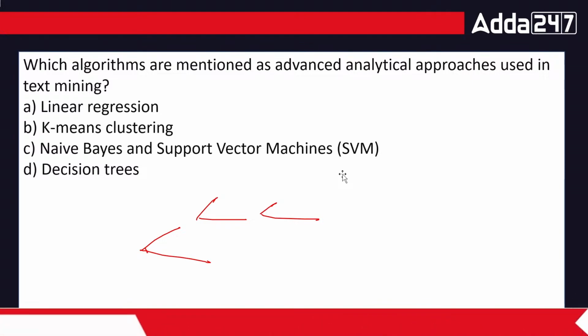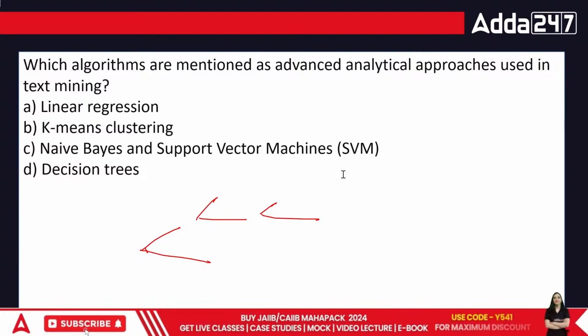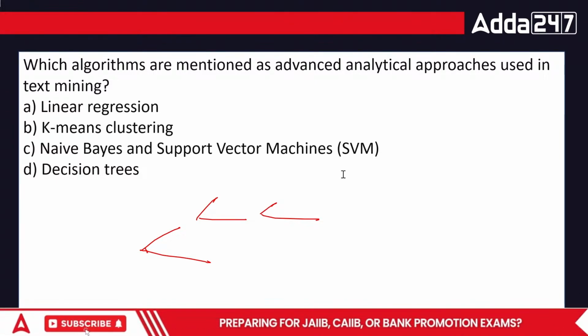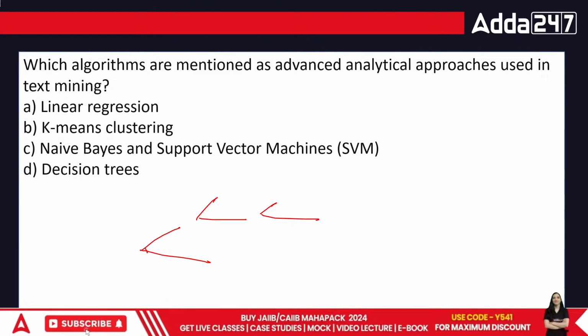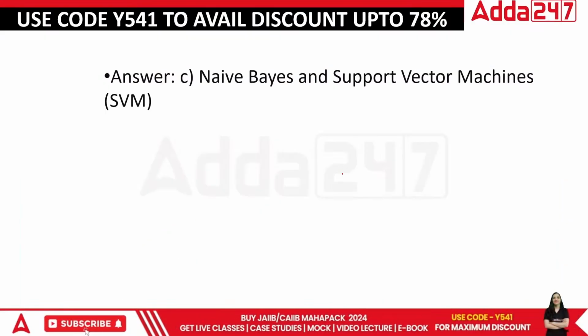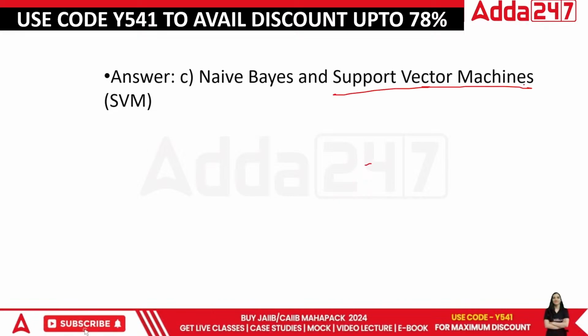So what's going to be the answer? When we talk about this arena, it is done through naive Bayes and support vector machines, everyone. Okay? Done? Let's move on to the next point. The answer is naive Bayes and support vector machines.